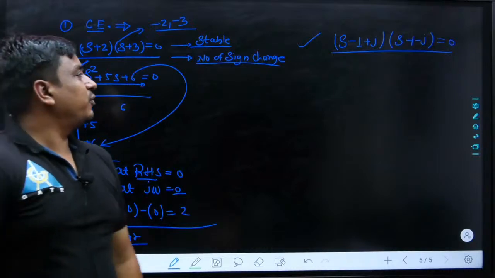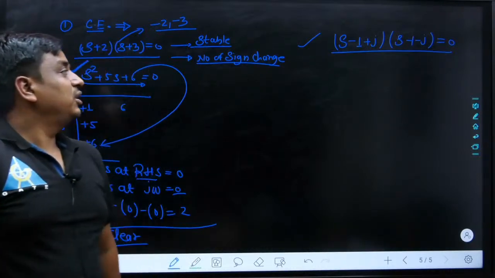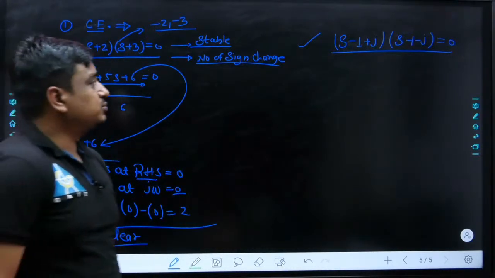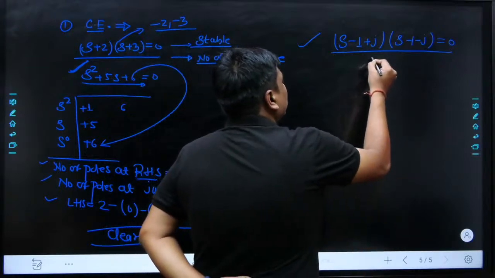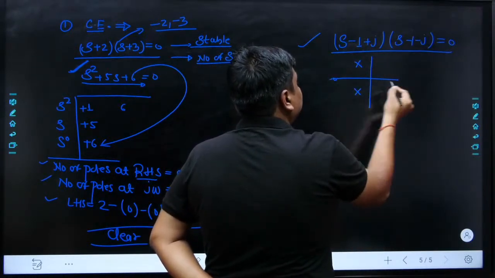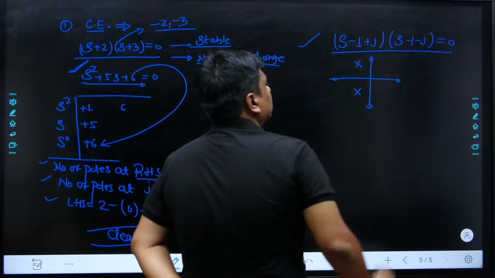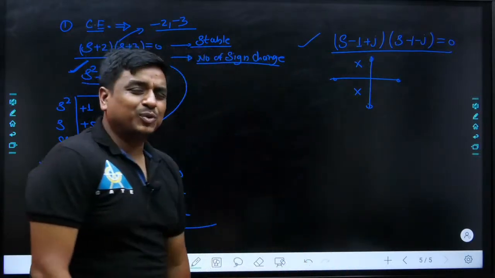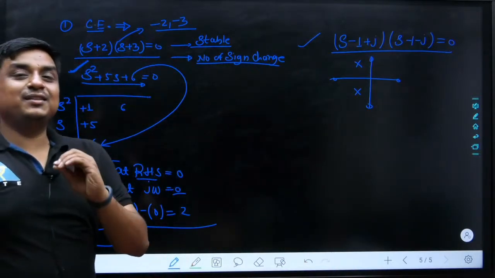(s minus 1 plus j)(s minus 1 minus j) equals to 0. So anyways, see, both of the poles are kept towards the left hand side of the S plane, taking the reference of j omega axis. What does it mean? That means it is a stable system.